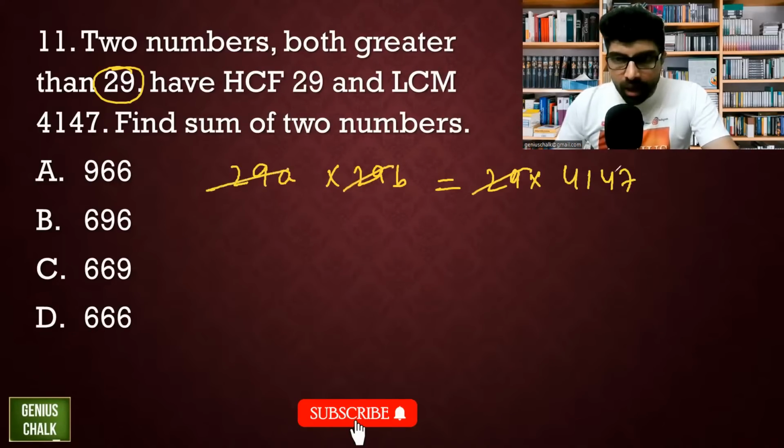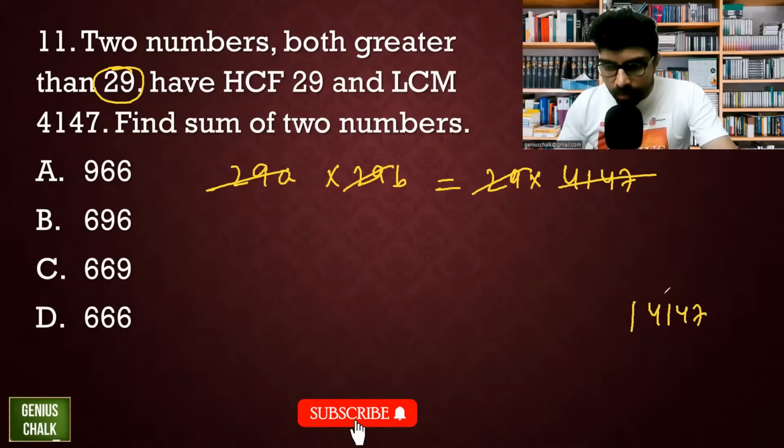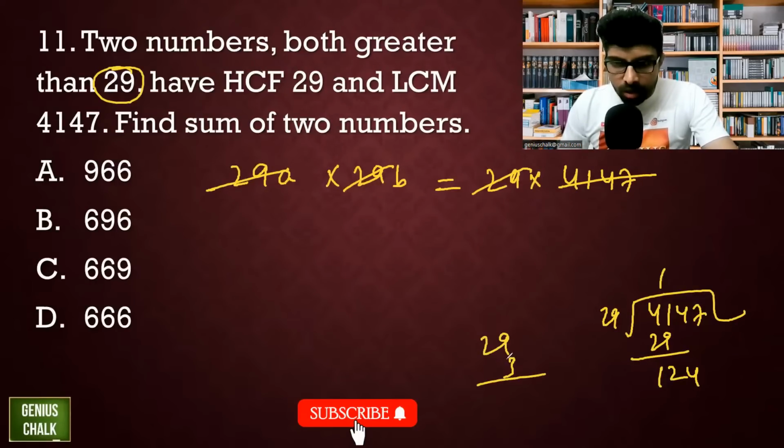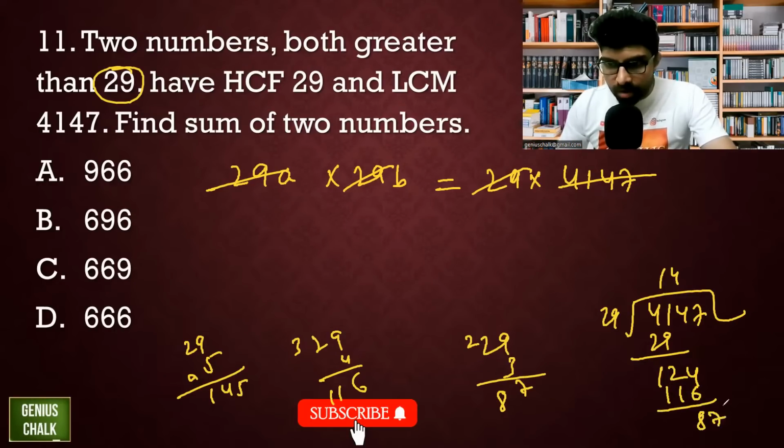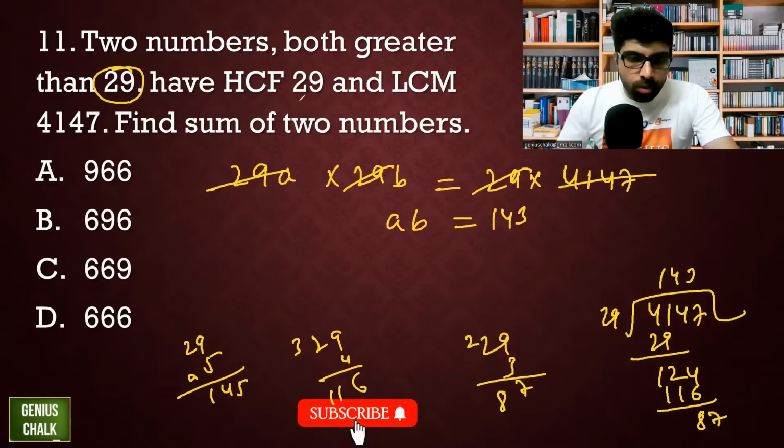29 gets cancelled. 29 must cancel this. So if you divide 4147 by 29, it must cancel. 29 ones are 29. 29 threes are 87, so it should be 6 to 8, not going. 29 fours are 116. 29 fives are 145. So we can go with 14, that is 116, and 29 threes are 87. So this is coming out to be 143. That means the product of the two numbers has to be 143.